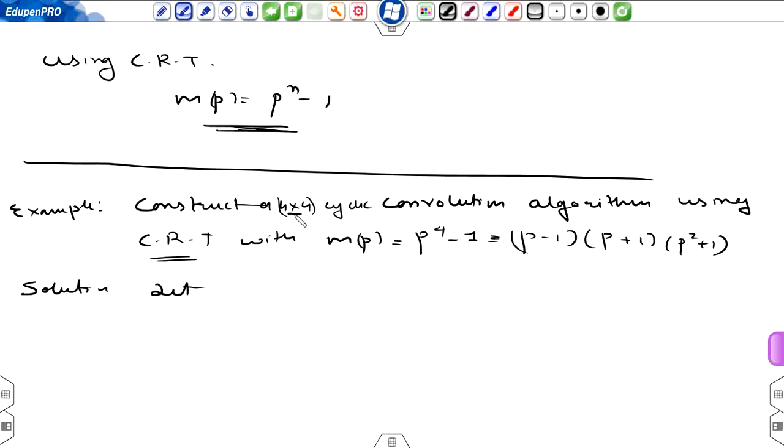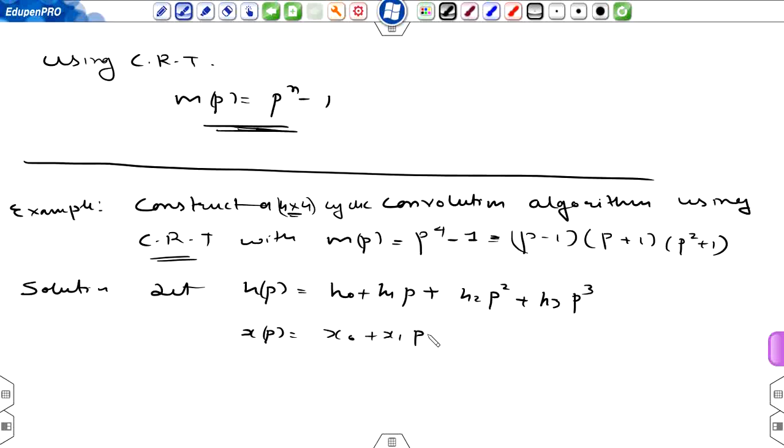Okay, so we have to perform 4x4 cyclic convolution. So let HP be given by H0 plus H1P plus H2P square plus H3P cube, and XP is given by X0 plus X1P plus X2P square plus X3P cube, 4 samples in each.